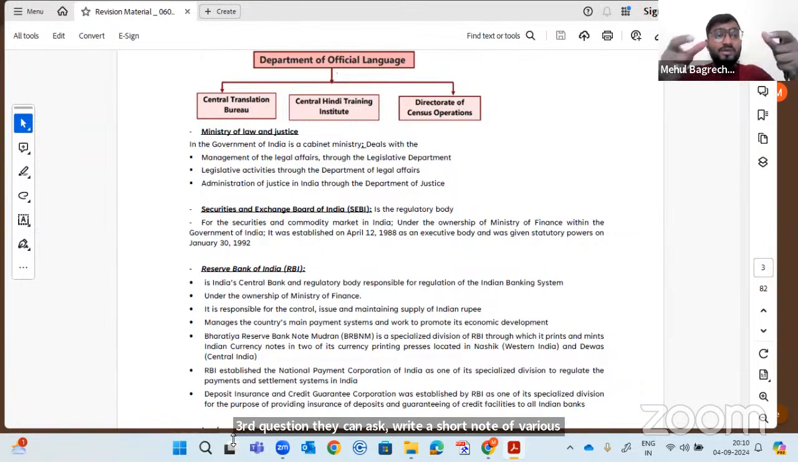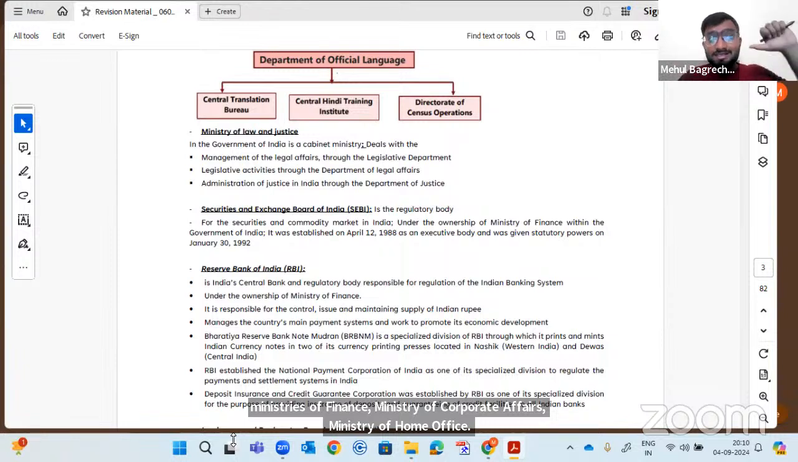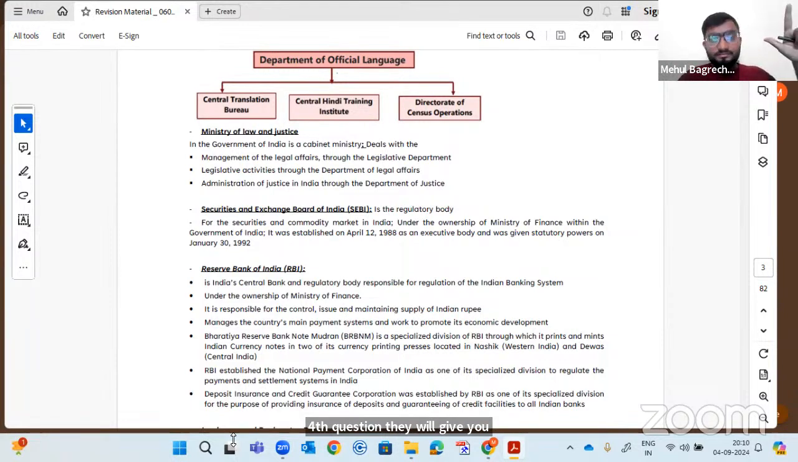Fourth question, they will give you various authorities like SEBI, RBI, IBBI. What is IBBI? Insolvency and Bankruptcy Code. All right. So this whole board is going to be responsible for each of it. They can ask for a 2-marker, write a short note. That's it. These are the kind of questions you can expect from this chapter. Simple, cakewalk chapter. Each one of you has to get these 5 marks in the examination.